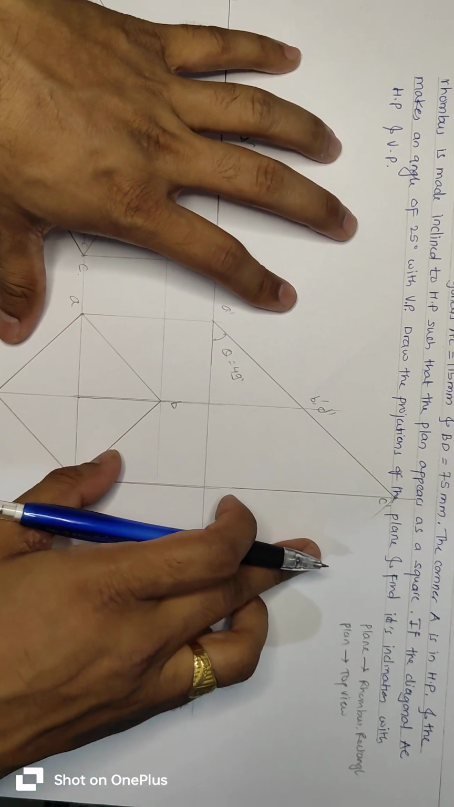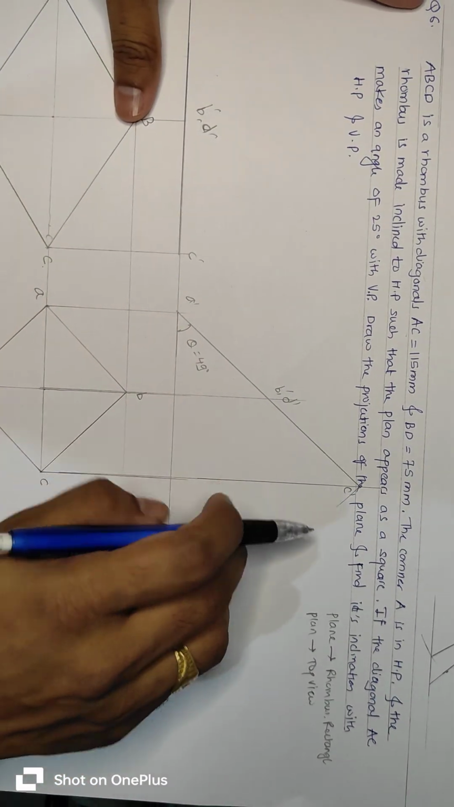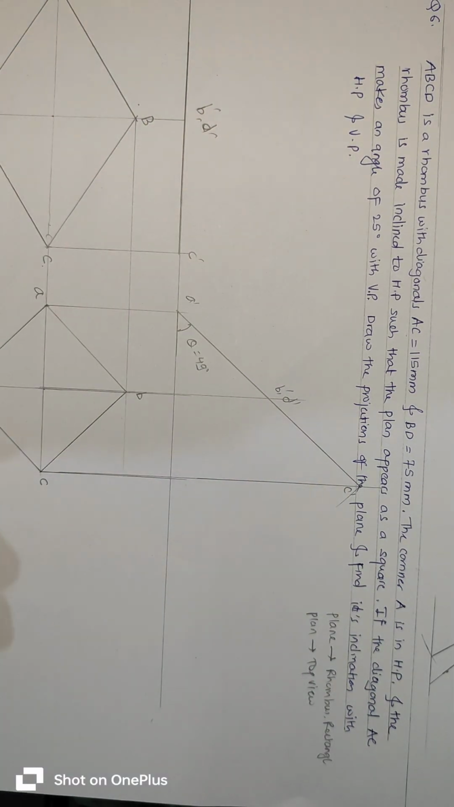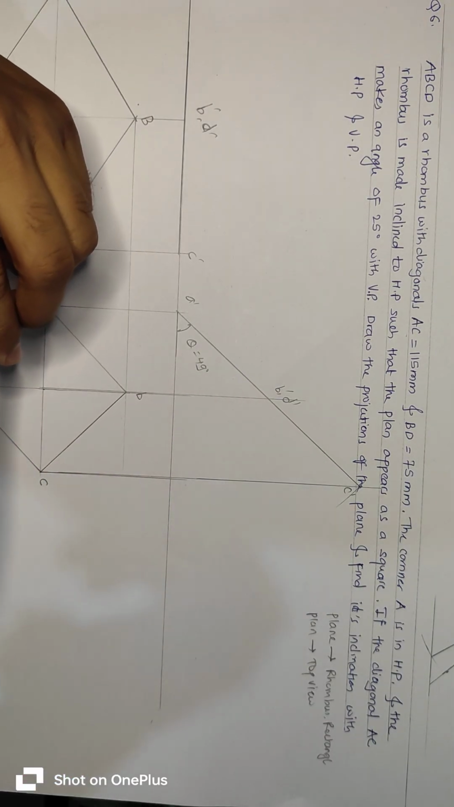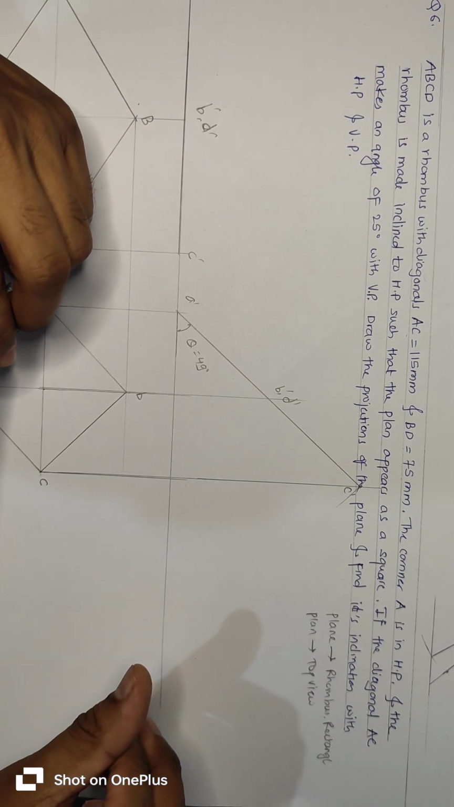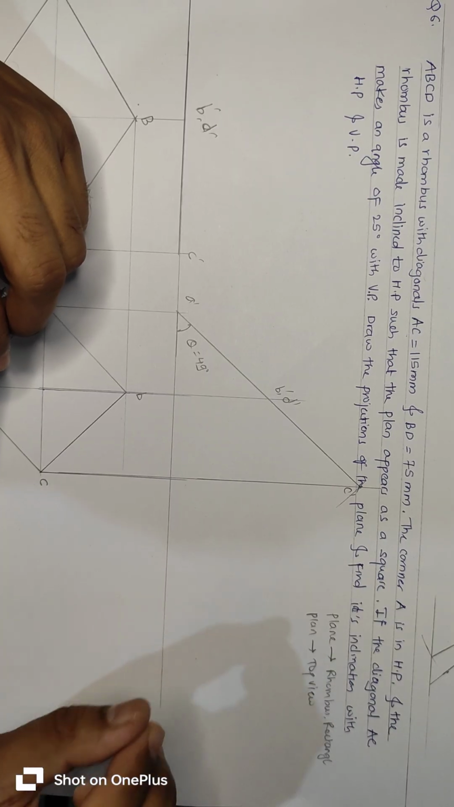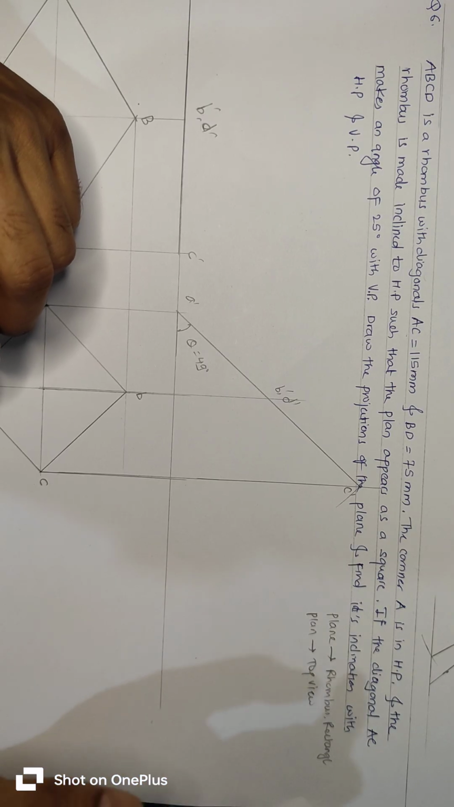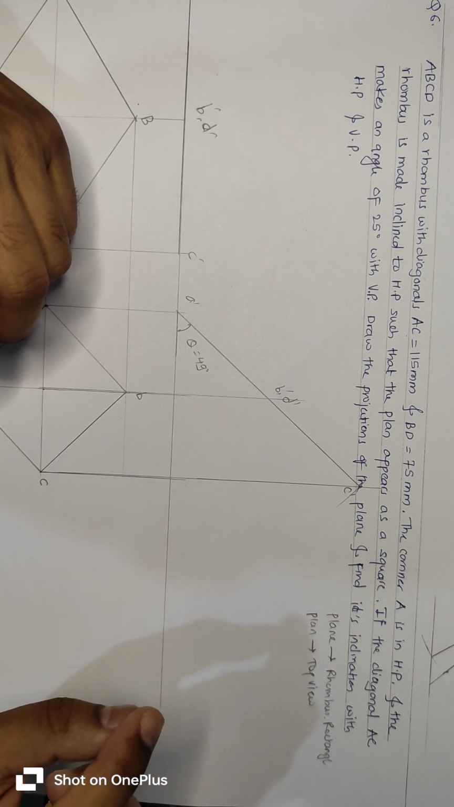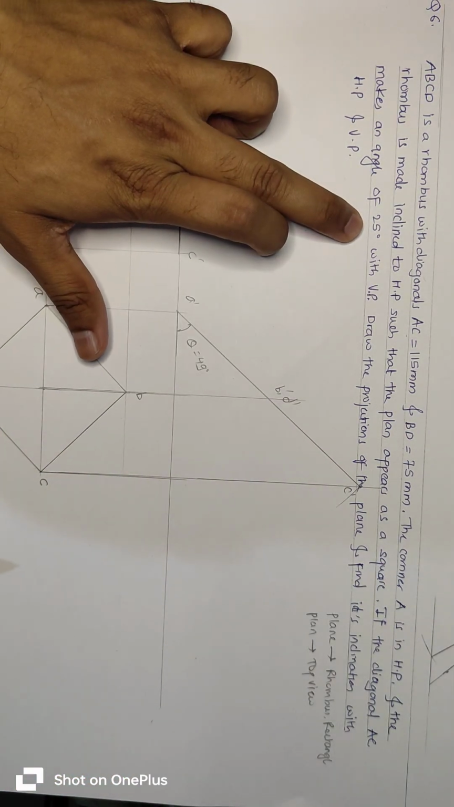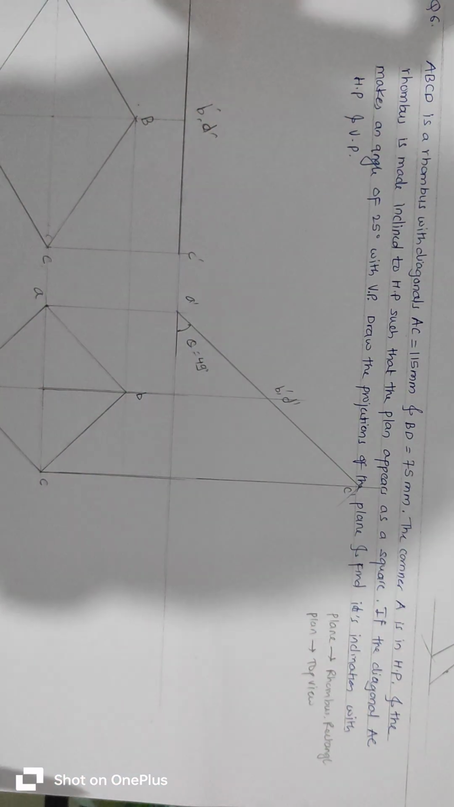Now in the question it is given that the diagonal AC makes an angle of 25 degree with VP. It means that the diagonal AC is actually an inclined line, and this inclined line also makes an angle with VP of 25 degree. So it becomes an oblique line, because the line is inclined to the VP as well as HP. So if the line becomes an oblique line, then we have to calculate angle beta. The given data is angle phi equal to 25 degree, and we have to calculate angle beta here.